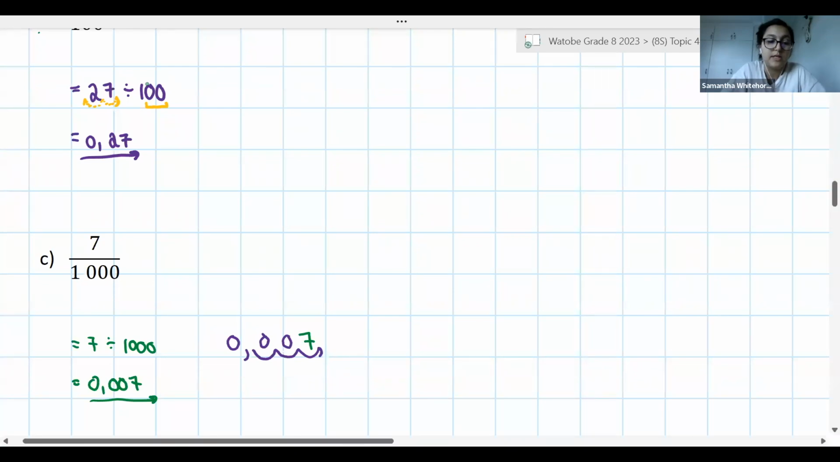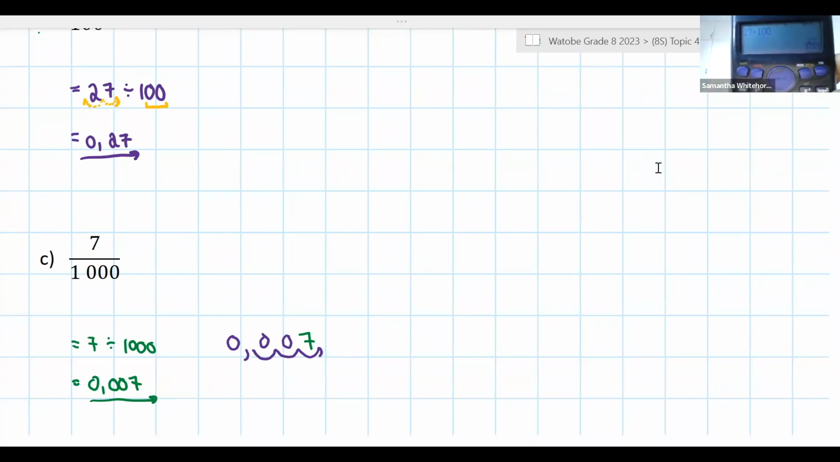Let me just type in 27 over 100. Your calculator automatically gives you a fraction answer. If you go to the button on your calculator that says SD and you push it, it will convert your answer to a decimal.